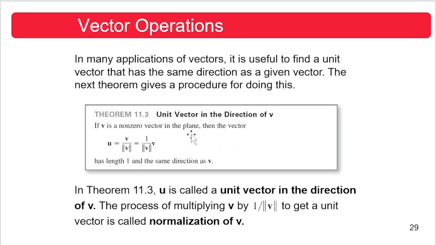So this theorem 11.3 defines the unit vector in the direction of vector V. So here, if V is a non-zero vector in the plane, then the vector U, which is defined as V over its length, is equal to 1 over the length of vector V times the vector V. So this vector U has length 1 and the same direction as vector V. So in this theorem, U here is called the unit vector in the direction of vector V. And the process of multiplying V by 1 over its length to get a unit vector is called normalization of vector V.